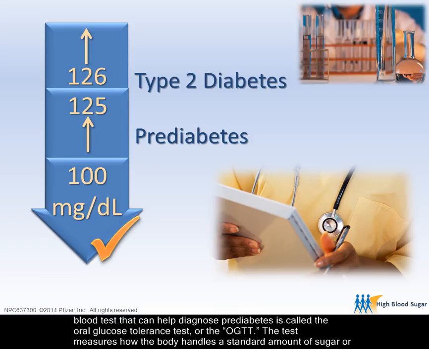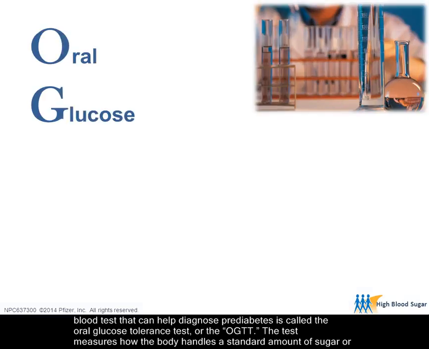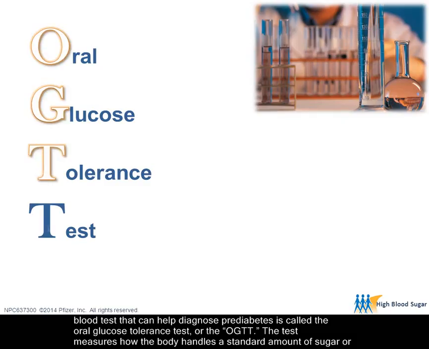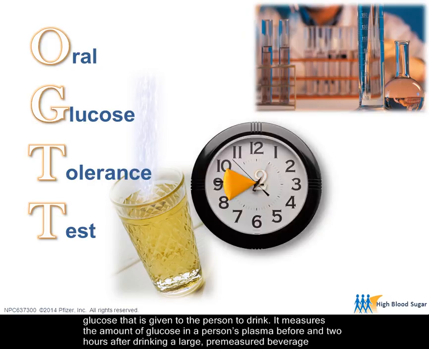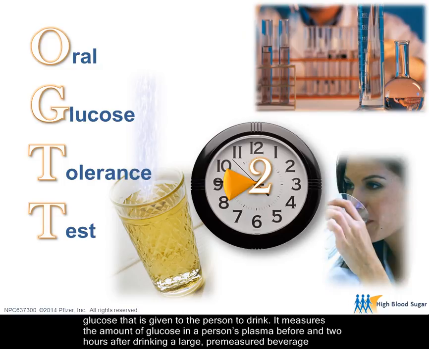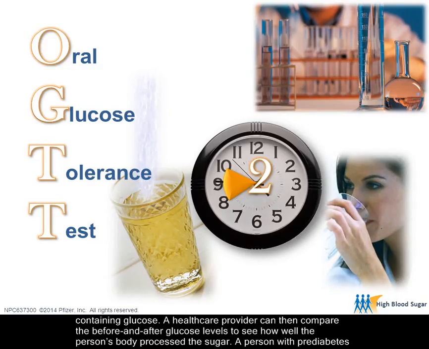The second blood test that can help diagnose prediabetes is called the oral glucose tolerance test, or the OGTT. The test measures how the body handles a standard amount of sugar or glucose that is given to the person to drink. It measures the amount of glucose in a person's plasma before and 2 hours after drinking a large, pre-measured beverage containing glucose.